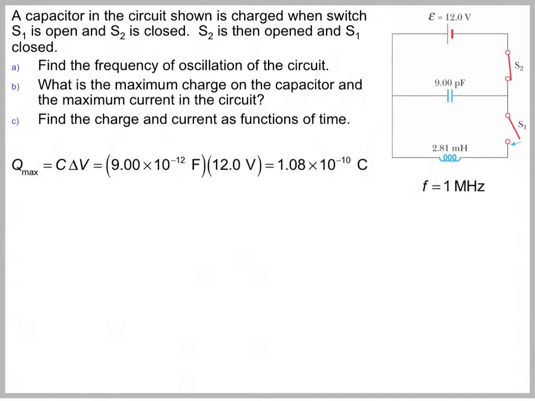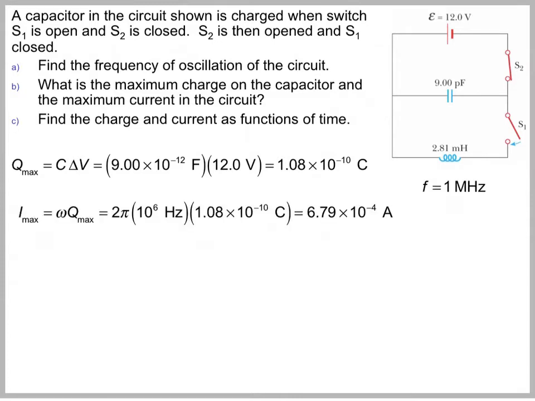The maximum charge on the capacitor is just CV, which, given our value of capacitance and the voltage of 12 volts, we get 1 times 10 to the minus 10 coulombs. The maximum current from our equations before is just omega Q max. So omega is 2 pi times 10 to the 6 hertz times our maximum charge that we determined. So the maximum current is going to be 6.79 times 10 to the minus 4 amps.